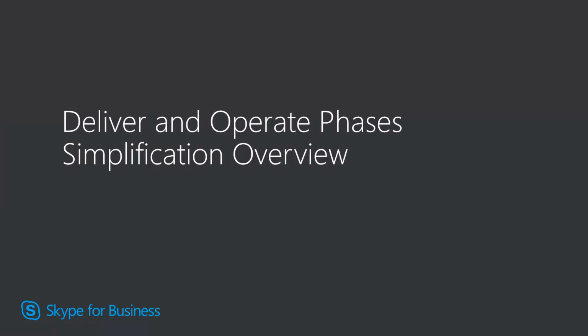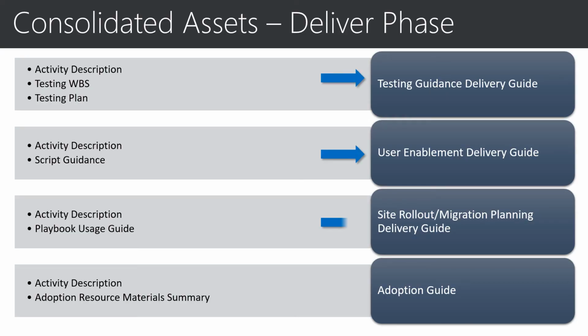Okay, let's have a look at the list of the deliver and operate phase materials that have been simplified with the July update of Skype Operations Framework. Although the updates in the deliver phase are not as major as the plan phase updates, we have consolidated 9 separate assets into 4 main delivery guides that you can utilize when delivering your Skype for Business Online deployments.